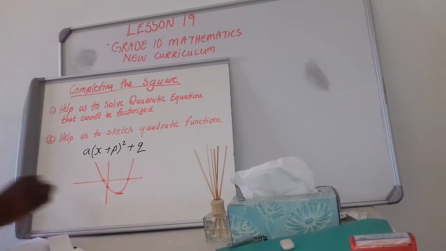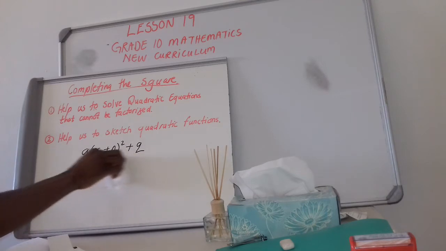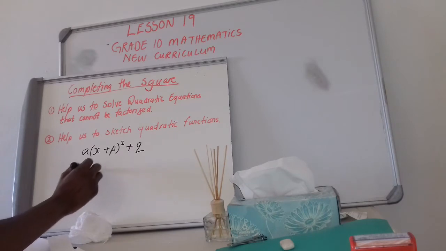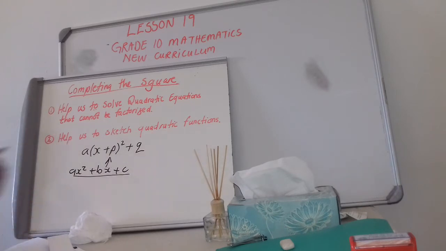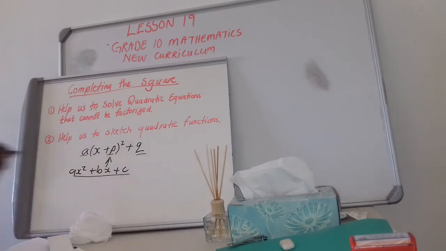But when you complete the square of any quadratic function or quadratic trinomial, you end up with something like this. So this is the final answer that you should end up with. Meaning that if you are given something like ax squared plus bx plus c, and you are told to complete the square of that, you must end up with that. So this should be the final answer, where a, p, and q can be whole numbers, negative numbers, positive numbers, fractions, depending on how the quadratic trinomial or function is set up.